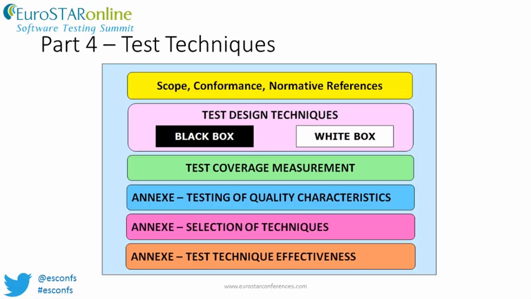It is closely based on BS 7925 Part 2, so users of this standard will notice a close correspondence with Part 4. A notable difference from BS 7925 Part 2 is that an annex on the testing of quality characteristics, that is, non-functional testing, is also provided. This shows which of the defined test case design techniques are appropriate for the testing of each of the quality characteristics defined in the ISO 25000 or Square series of standards. At present, Part 4 includes 11 black box techniques, 6 white box techniques, and 1 experience-based technique.